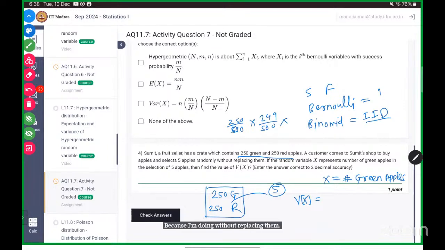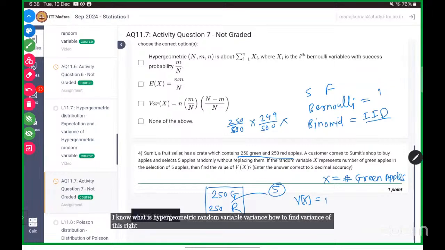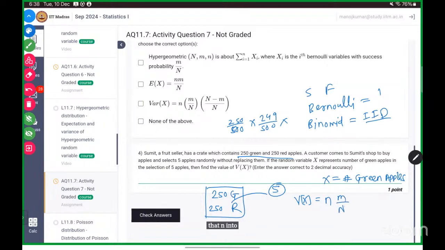So I want to find this probability. One thing I can do is use the variance of a hypergeometric random variable. How to find the variance of this? That is n into m by n into 1 minus m by n, or somewhere it will run like n minus m.